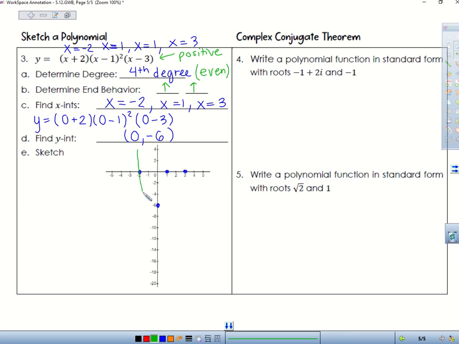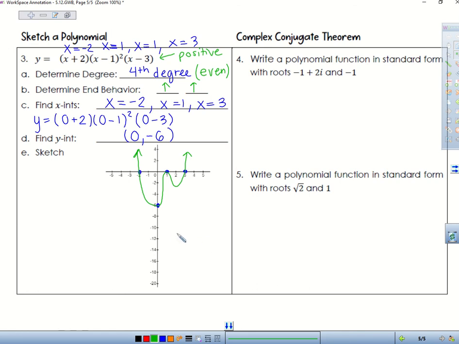So it needs to start up, and it needs to touch my y-intercept. And then what does it have to do here at the 1? Bounce. Very good. So that's something of what your sketch can look like.